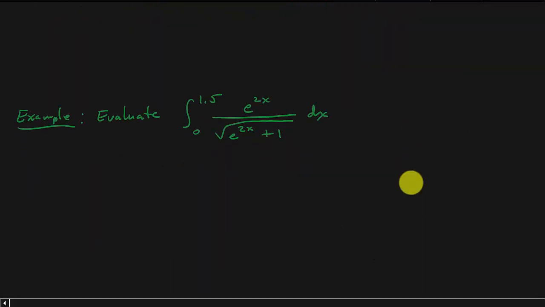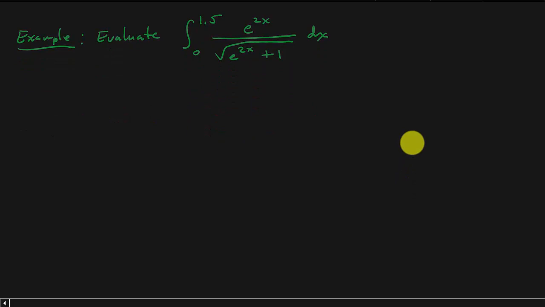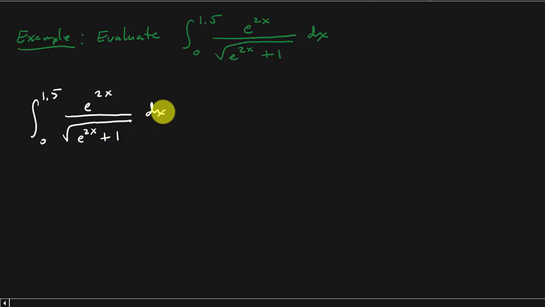All right, so this is the last problem. This is our last one. So let me rewrite the problem down here. e to the 2x over the square root of e to the 2x plus 1 dx. All right, and I'm going to go ahead and erase that. e to the 2x plus 1 to the 1/2.